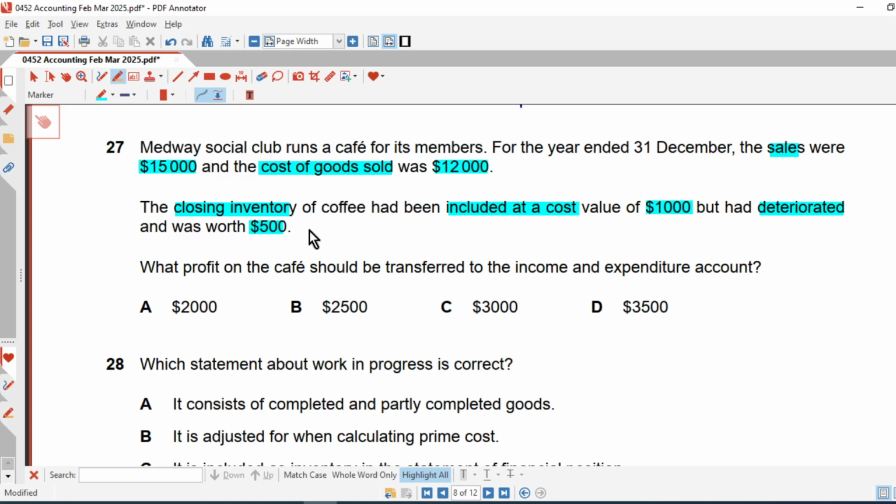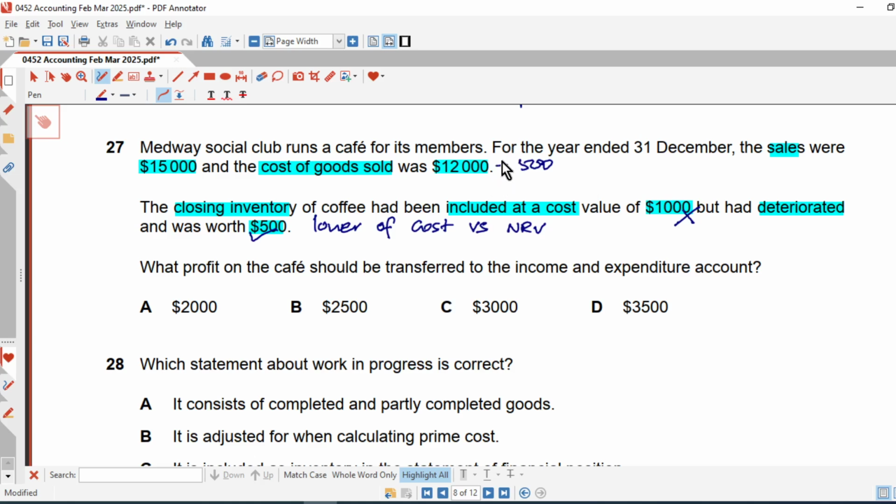We have to adjust the value of closing inventory. Why? Because according to the principle of prudence, you need to value your assets, in this case inventory, at the lower of cost versus net realizable value. So we can't use the original 1,000, you have to apply the $500 because your inventory has deteriorated. So in the cost of sales, I need to minus 500. Okay, we have to minus 500. Is it true?